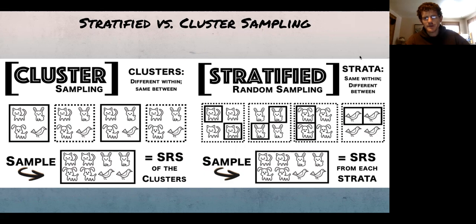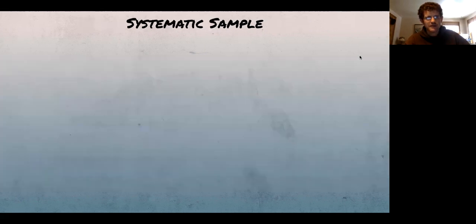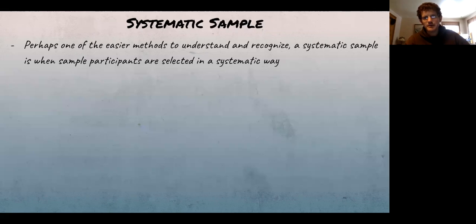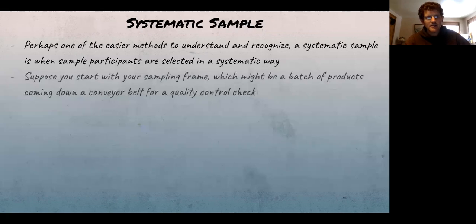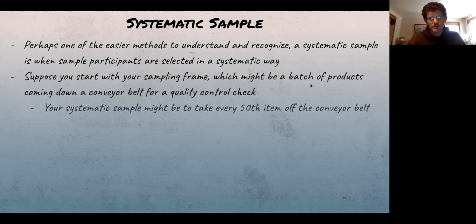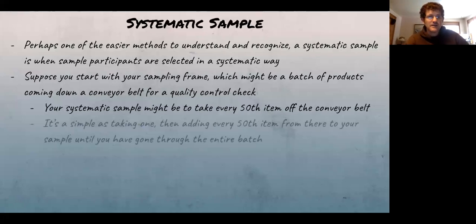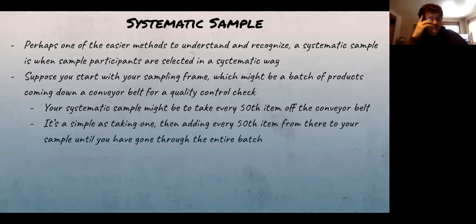All right, so hopefully those two are clear enough in their distinction. The systematic is pretty simple to understand. You just look at your sampling frame. In this case, I have an example where, imagine there's a bunch of product coming down a conveyor belt. You're quality control. And you're just going to take every 50th item off the conveyor belt and include those in your sample. And once you've gone through the entire batch coming down the conveyor belt and you've picked every 50th item, there's your sample. That's random.